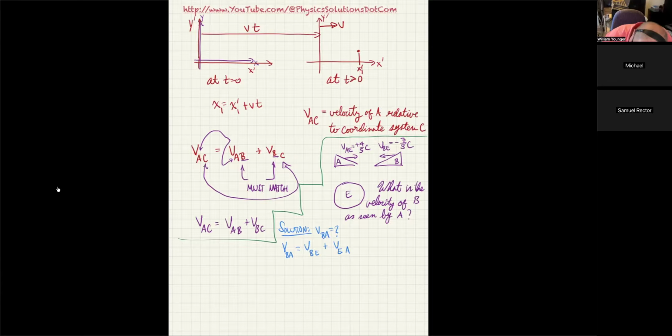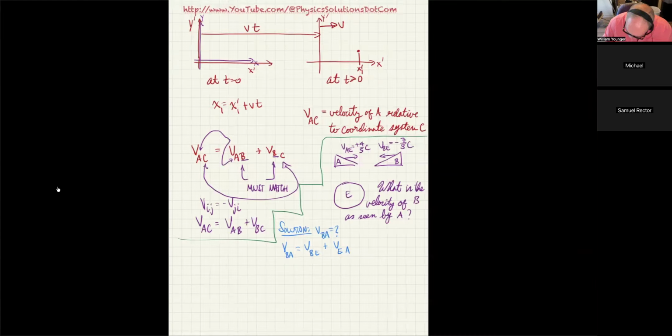So that gives us this neat little rule that V_ij is equal to the negative of V_ji. In other words, if you reverse the subscripts, you just flip the sign. So that's the extra rule that we need.